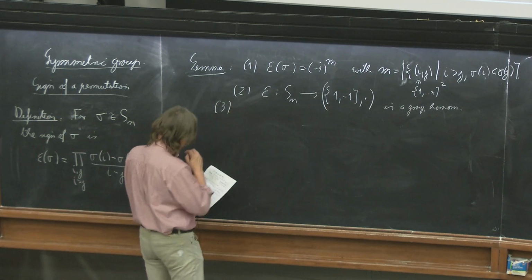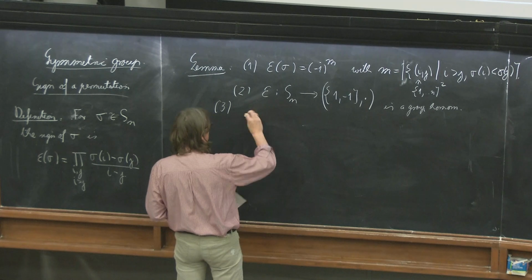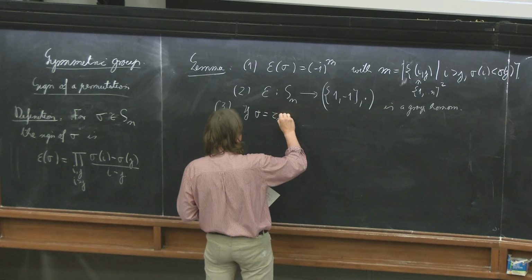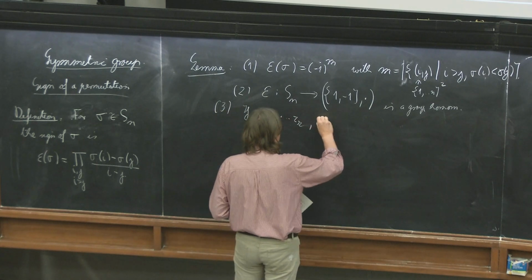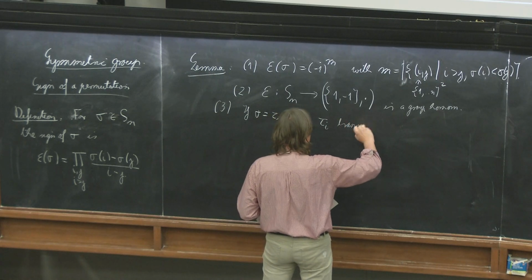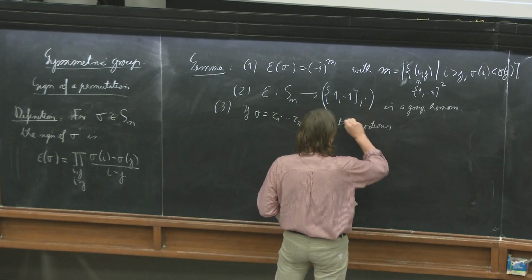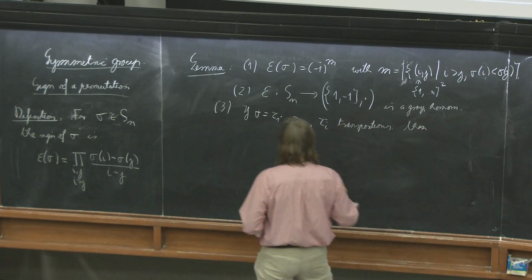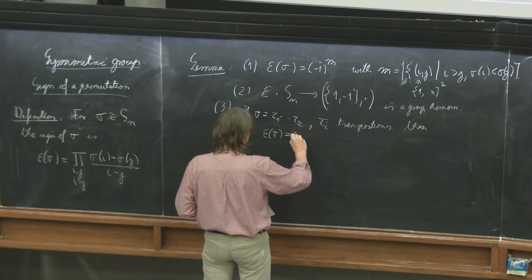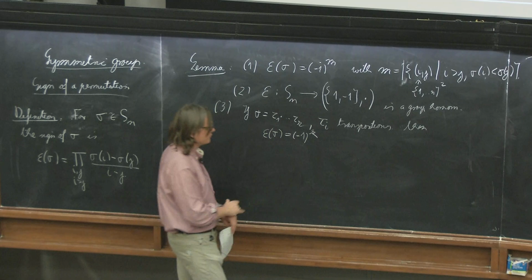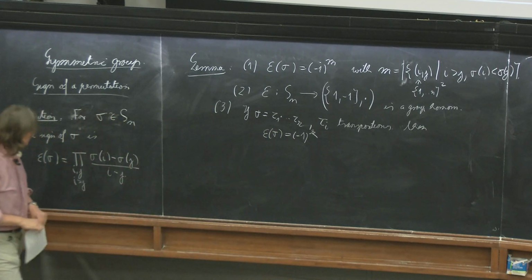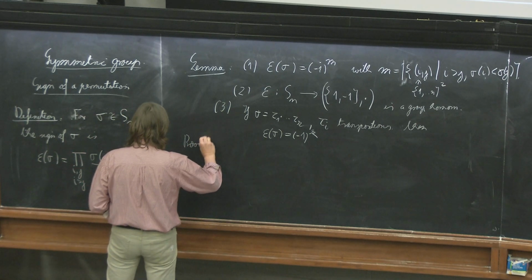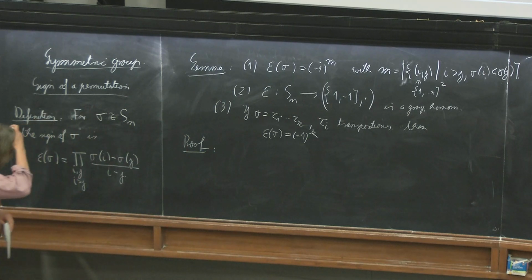And the third one is, if sigma is a product of transpositions tau_1 through tau_k, where the tau_i are transpositions, then epsilon of sigma is equal to (-1)^k, where k is the number of transpositions you need. Now, obviously, you are quite right. It is surprising that this should be a sign. But that's just how it is. So let's prove it, so then we can also see why it's the case.